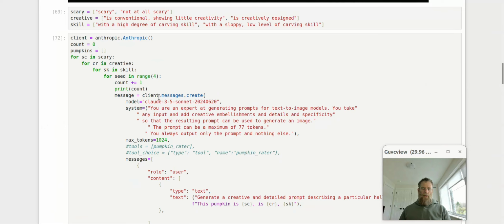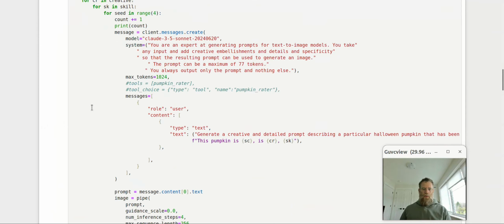We built a pipeline, and so we're going to generate prompts that are scary or not scary, conventional or creative, high degree of skill or sloppy. We're going to put them into an Anthropic Claude model and have it generate fancy prompts. Then pipe those into the image generation model and then get our images.